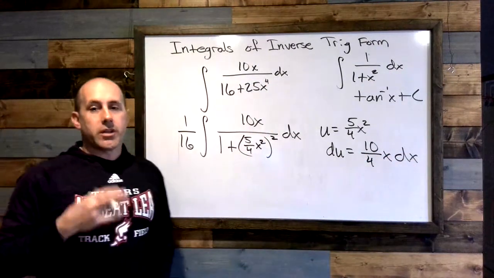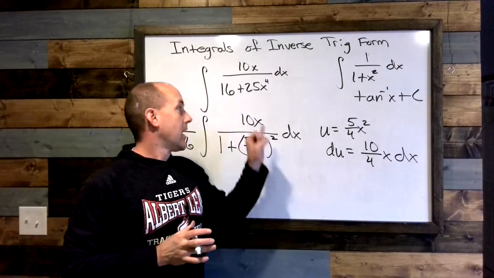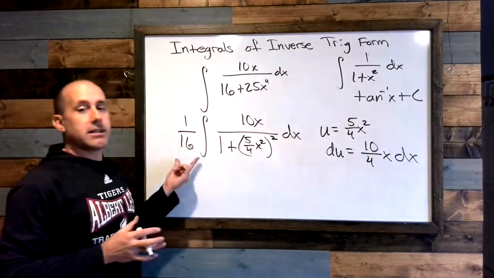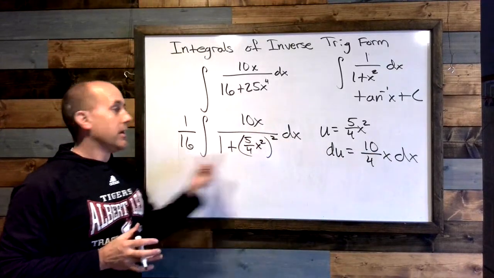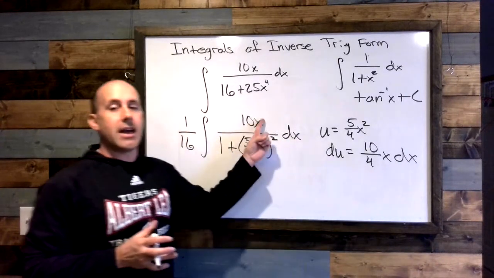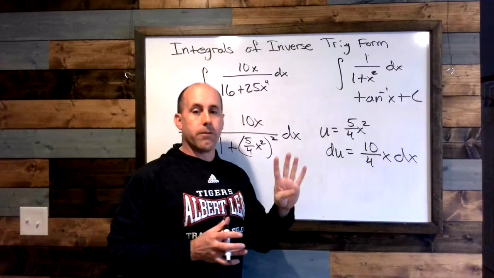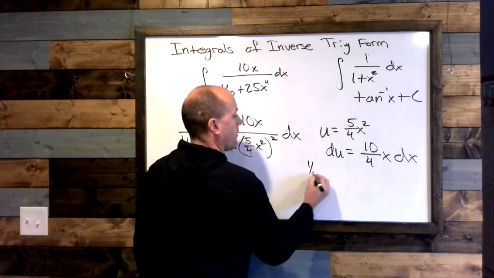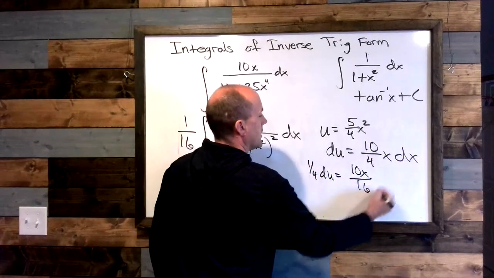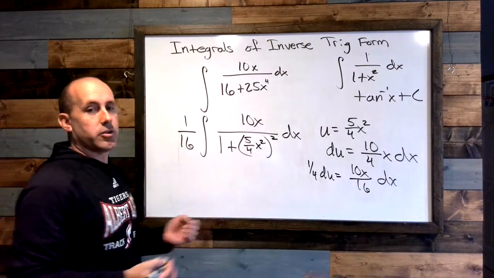Now, let's look at what we have. I don't see a 10 over 4 x dx. I see the 10x, I see the dx, but I see it divided by 16. Here we're just divided by 4. So how do I create 10x over 16? I'm going to multiply this by 1/4. 1/4 du is equal to 10x over 16 dx. Now I have my appropriate substitution.